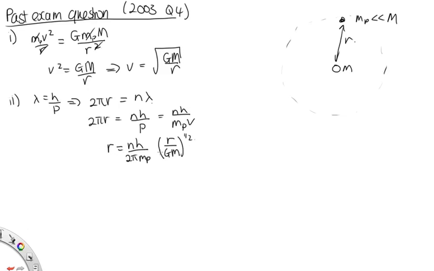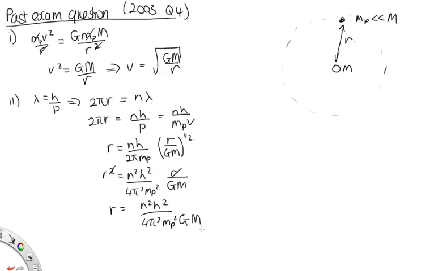So let's square everything. So we've got r squared is equal to n squared h squared over 4 pi squared m_p squared times r over GM. This r and this r will cancel out, and we end up with r is equal to n squared h squared over 4 pi squared m_p squared G times capital M, which is what that part of the question was asking for.